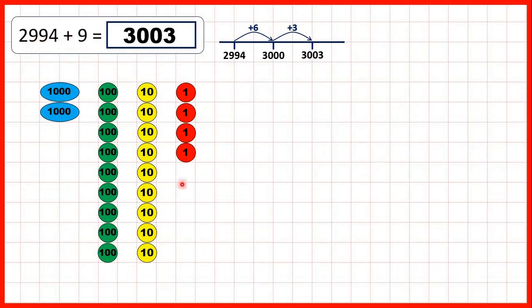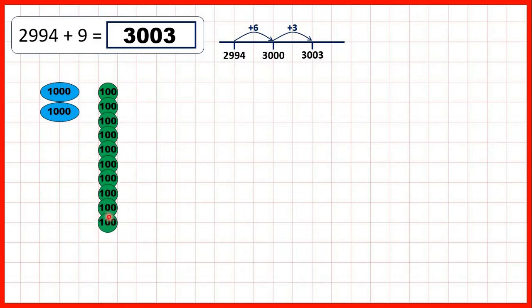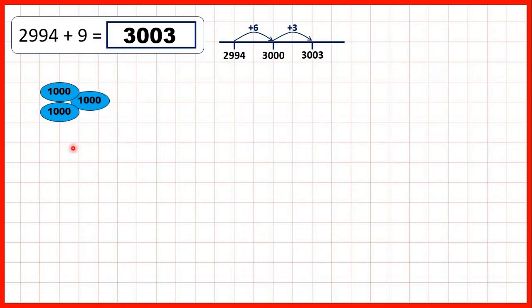Or using place value counters, we start with 2994, we can add 1, 2, 3, 4, 5, 6, exchange, exchange again, and because we've now got 10 hundreds, exchange again to make 1 extra 1000. So we've added 6 to make 3000, so if we just add 3 more ones, that gives us 3003.